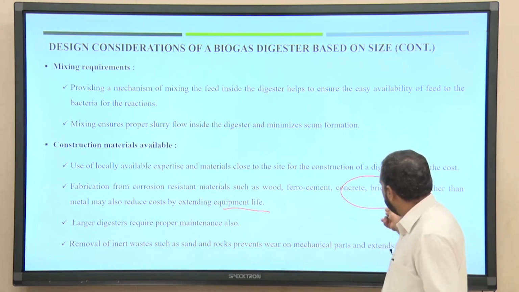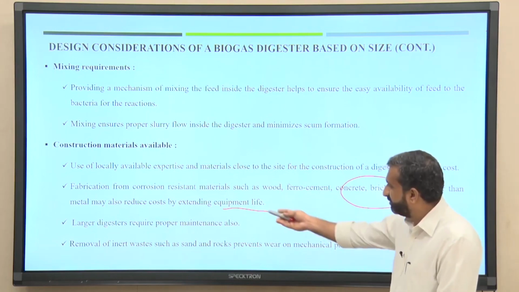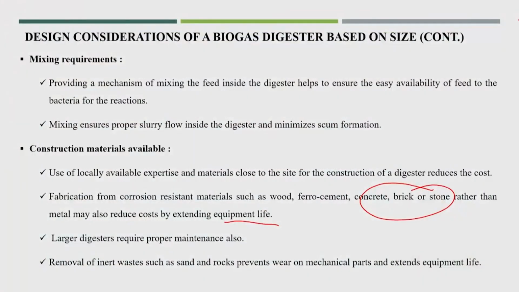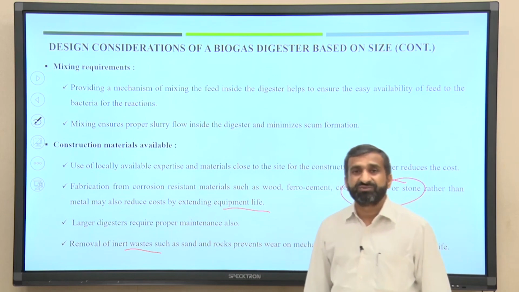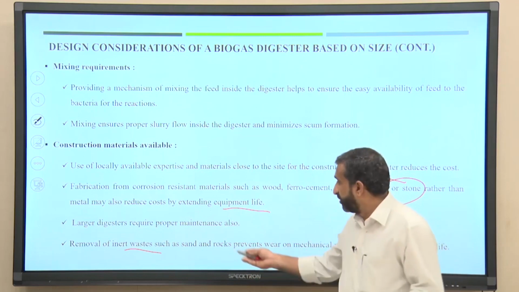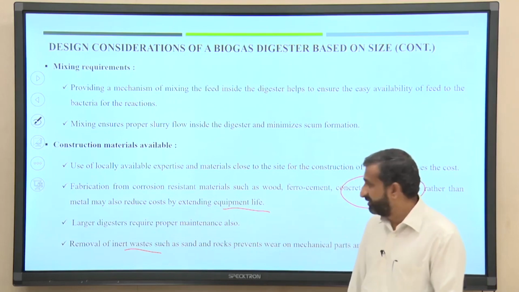And even the cost of these kinds of civil materials or construction materials is not very high compared to the metal reactor. A larger digester requires proper maintenance also obviously, and removal of inert materials such as sand, rocks prevents wear on mechanical parts and extends equipment life. So, this again depends upon what kind of feed we are feeding into the reactor or what kind of substrate. The substrate has to be cleaned or should not have inert material, otherwise it will also create problems inside the reactor.